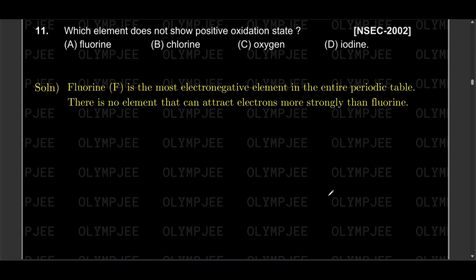Question 11 says that which element does not show positive oxidation state? So the correct answer would be fluorine, since it is the most electronegative element in the periodic table. So it will always attract electrons towards itself, and it cannot show positive oxidation state because no other element can snatch the electrons from fluorine. So it will always have negative oxidation state.